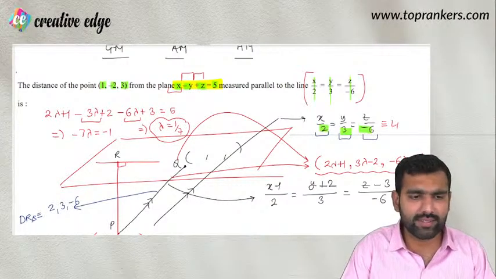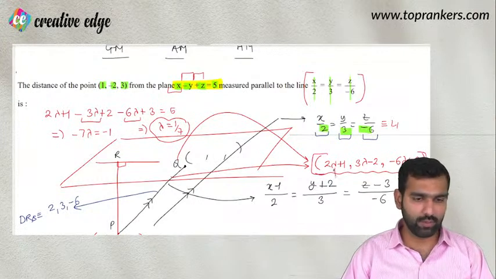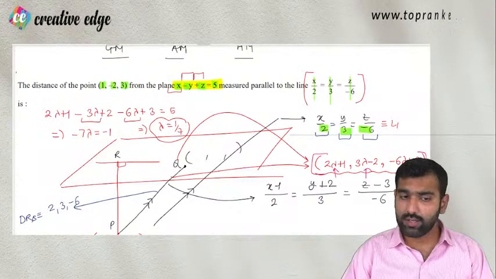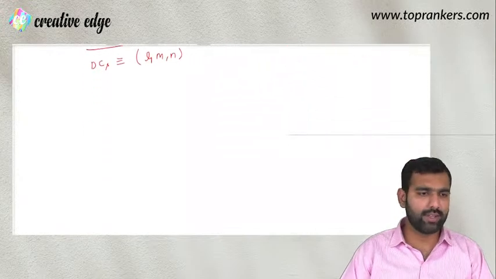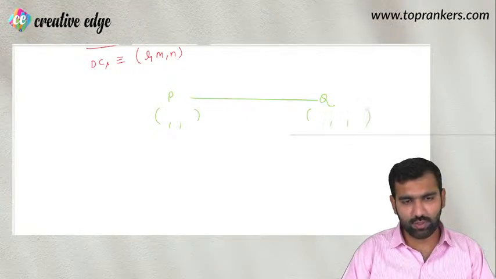Why am I saying that? Because as soon as you replace the value of lambda here, you will get the Q coordinate. Put the value of lambda here and here, and you will get the Q coordinate. And as soon as you get the Q coordinate, you have the point P, you have the coordinates of point Q. I hope by using this very basic distance formula, you can figure out the answer.